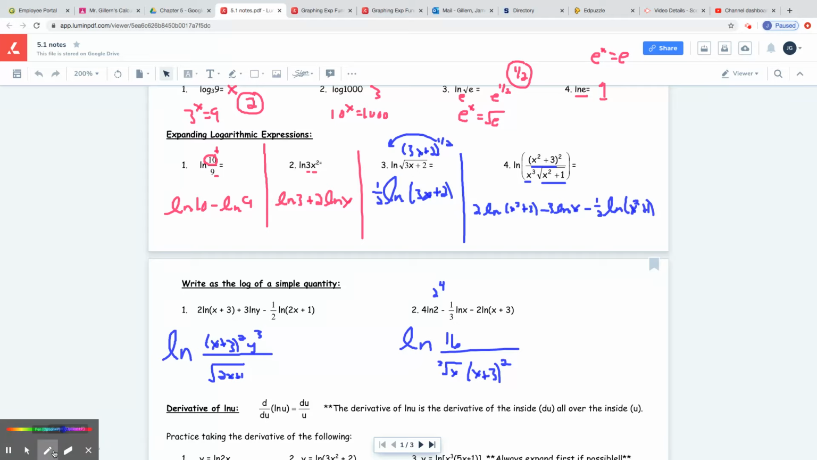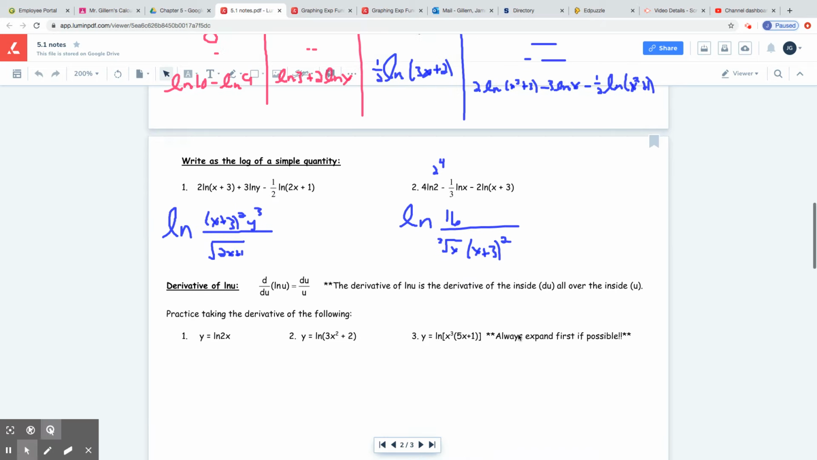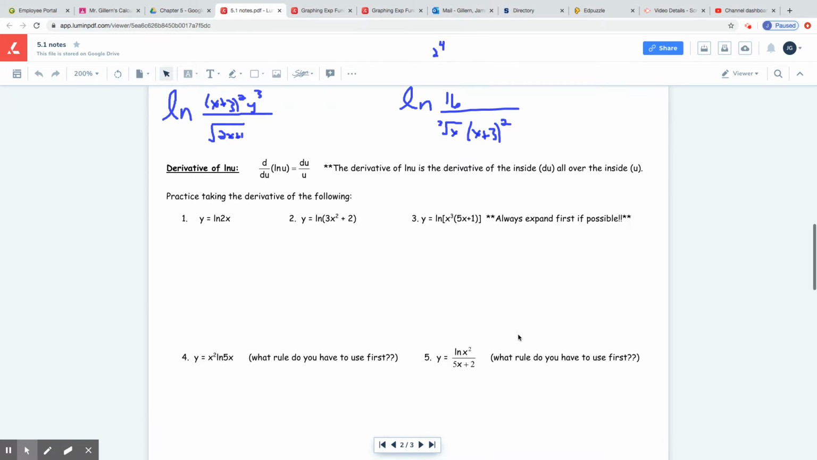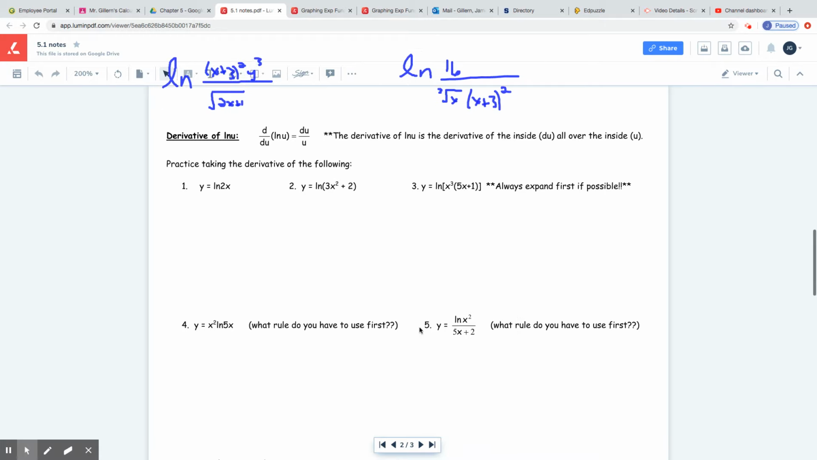So we get 16 over the cube root of x times (x plus 3) squared. Hopefully you've seen this before. There'll be a couple of practice problems on the homework. Once you do a couple again, it'll be like, oh yeah, this isn't bad at all. Which leads us to finding the derivative of a natural log. We're back to derivatives, and we've never done the derivative of a natural log before.